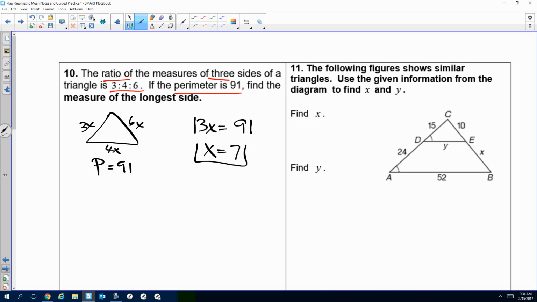So they want us to find the longest side. Well, which one do you think is going to be the longest side? Yeah, the 6x. So we're just doing 6 times 7, which is 42. Okay.